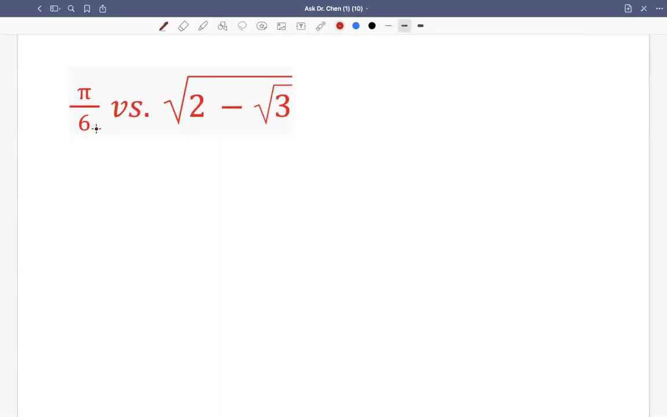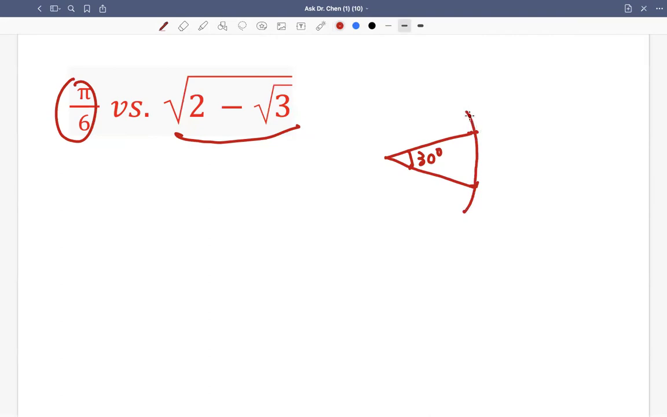Okay, this question is to compare those two irrational numbers: pi over 6 and square root of 2 minus radical 3. So let's think of the pi over 6. The corresponding degree of pi over 6 is 30 degrees, right? So we can think maybe like this. This is a 30 degree angle and its corresponding arc length. Which is this part?